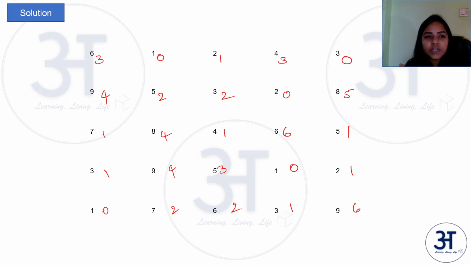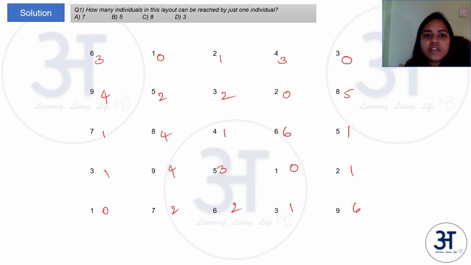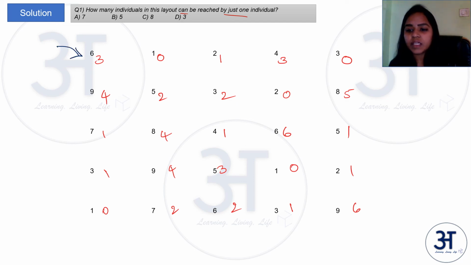So the question 1 asks about how many individuals in this layout can be reached just by one individual. So we have to check those people who can be reached only by one individual. This table I have, it is the same table which we calculated before. I have just removed all the calculations.